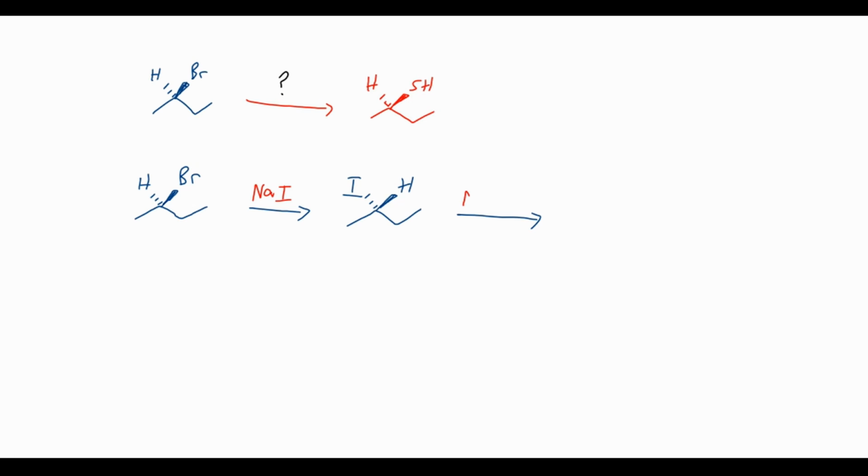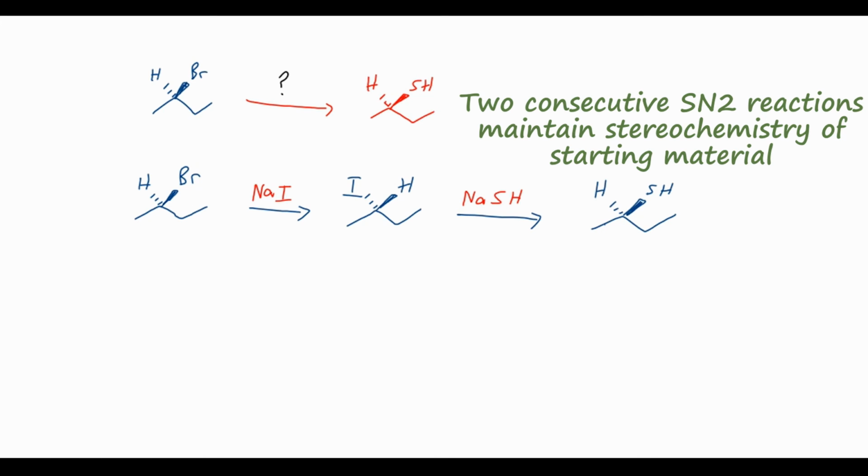Then what we can do is another SN2 reaction. So we take that SH group, and again, the SH will attack from the opposite side of the iodine leaving group. So that means that the SH will end up on the same side as the bromine was originally. So that's one way that you can use two SN2 reactions consecutively to maintain the stereochemistry of your starting material.